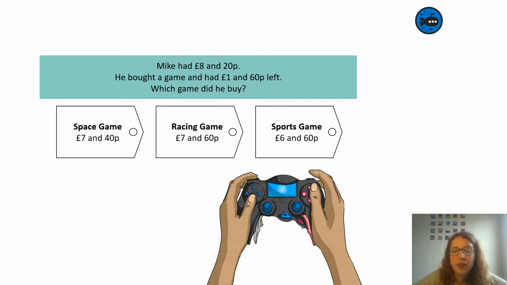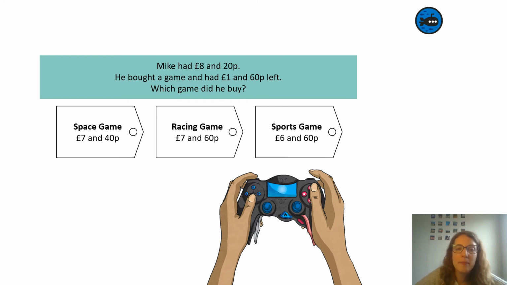Okay, so you might do £8.20, take away £7.40, and then £8.20, take away the racing game, take away the sports game. Or you could just do £8.20, take away £1.60, and what you're left with will be the cost of one of the games. So choose which method you want to use and see if you can work out which game he would have bought. Pause it and press play when you're ready.